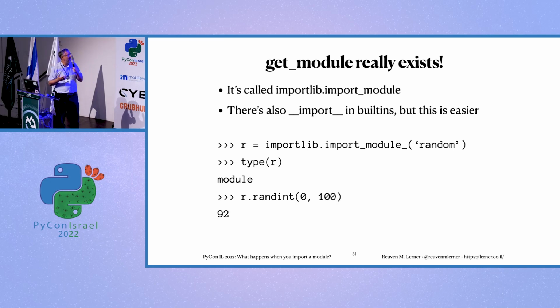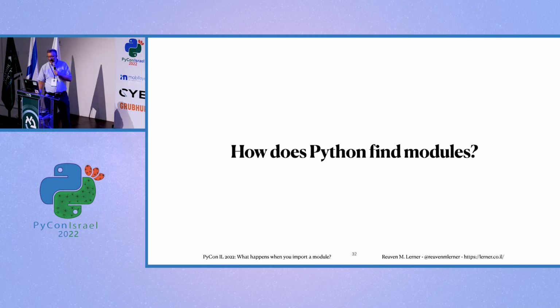And so I say importlib.import_module, oh, there's an underscore there that should not be there, random. And it gives me back a module object, and I can say, what's the type of r? It's module, and I can even run r.randint, and I get a random number there. Well, you think it's random. I planted it.